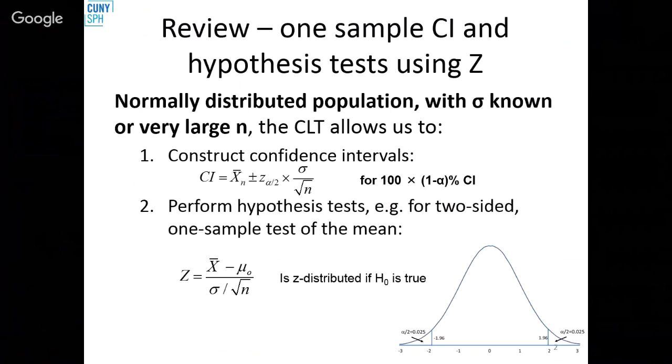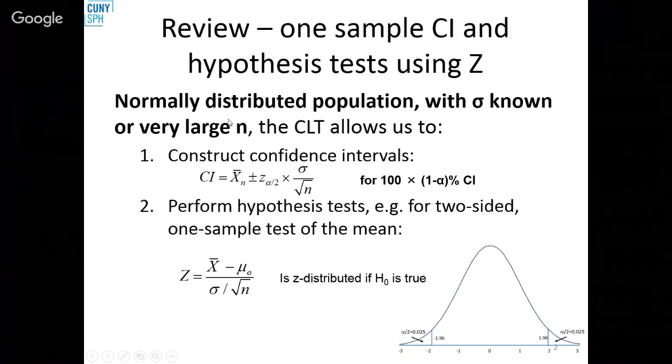So recall that we used the Z distribution for doing hypothesis tests and for constructing confidence intervals when the standard deviation was known from the population, and it didn't have to be estimated from the sample. And I said you could also use it for very large N, but that's only because the T distribution converges to the normal distribution for very large sample sizes.